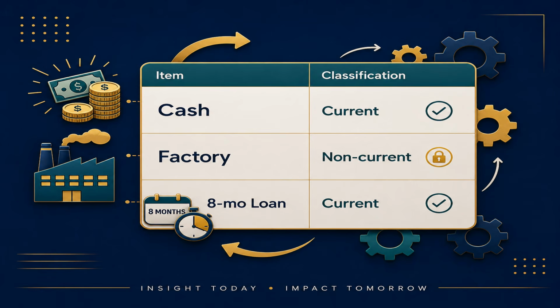Let's apply these rules to Pioneer Manufacturing. Unrestricted cash is current, while the factory building is clearly non-current. The loan due in 8 months is a current liability because it's payable within 12 months, and that directly affects the company's short-term liquidity position.